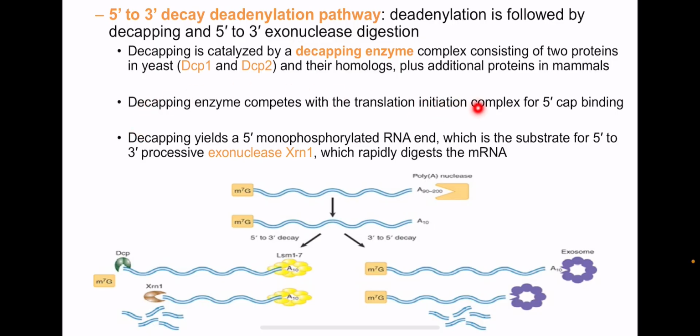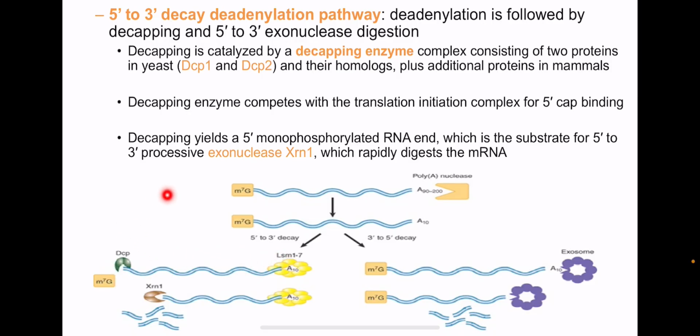Whichever wins is based on different signals. If the mRNA is deadenylated, then obviously the decapping enzyme will win. The decapping enzyme will remove the cap, and it will yield a monophosphorylated RNA end. So probably it also removes the pyrophosphate, making the mRNA molecule monophosphorylated. It will also serve as a substrate for an exonuclease called XRN1, and XRN1 will digest the mRNA molecule from 5' to 3'.